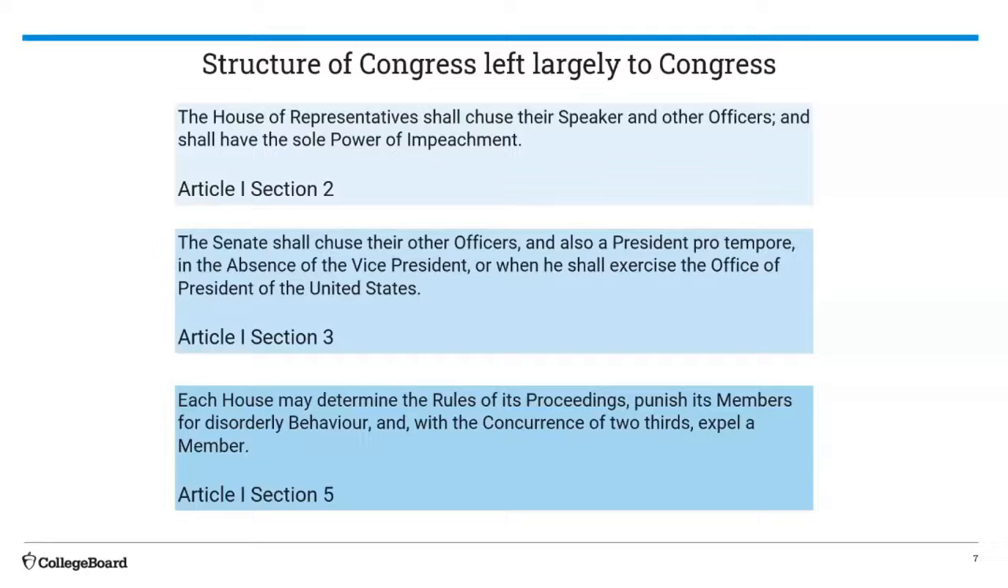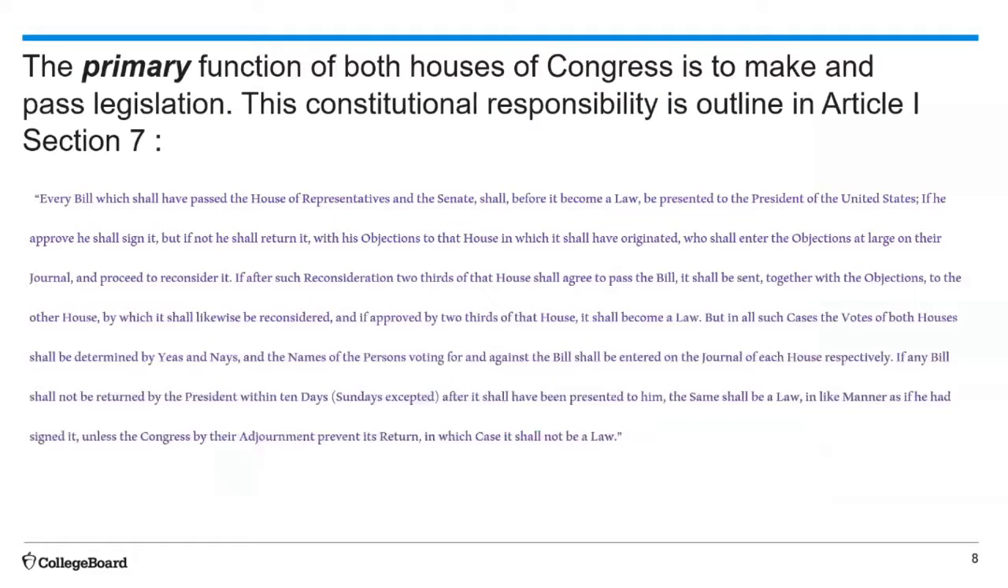In Article 1, Section 7, it gives a little bit more detail about how a law gets moved through and ends up with the president. Just a couple things to point out. It does specify how the voting is going to be done, that the votes need to be recorded, and that the president has 10 days, except for Sundays, to sign or veto legislation.